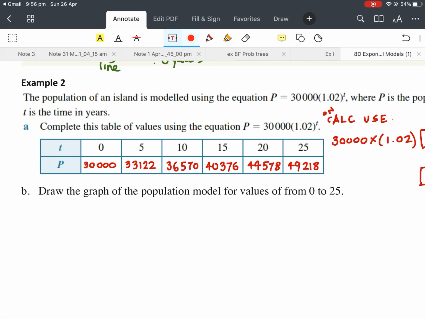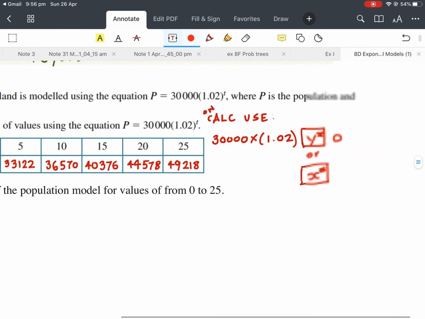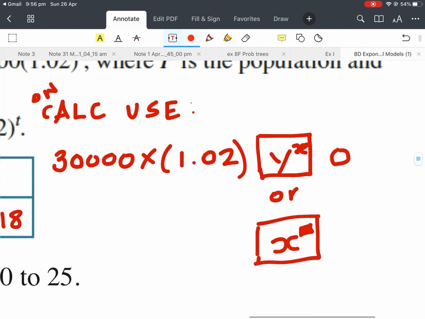If you're not very good at using the exponential key on your calculator, you're looking for one of these two keys. The Sharp one is the top one, I'm pretty sure it's y to the power of x. The x to the little power of a box is the one that you need on the Casio. So if you look at that top line there, I've got 30,000 times (1.02), press your exponential key, whatever it might be, to the power of 0. Okay, that's going to be the first one.